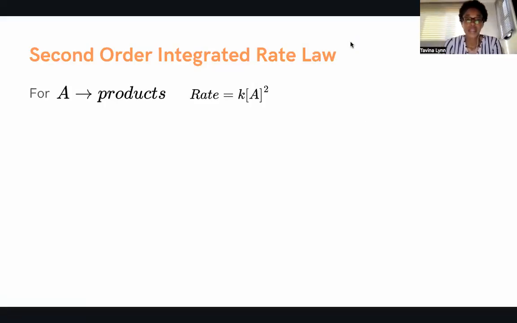Okay, so let's look at a second order integrated rate law. Its rate law would be of this form: k times the concentration of A raised to the second power. That is the case for this example reaction where we have one reactant A. We could have two reactants that are both first order, which would still give us an overall second order, but this is just for this example.